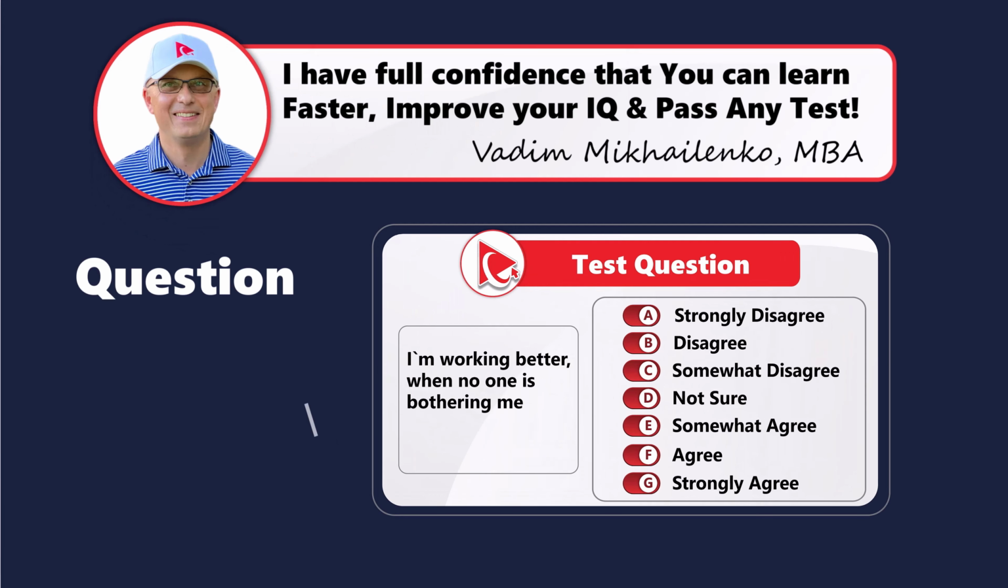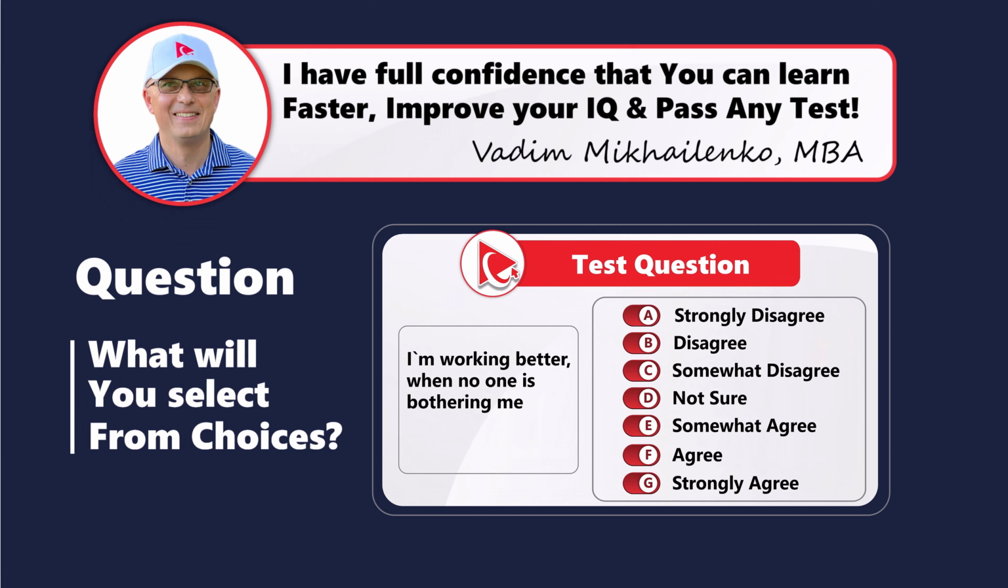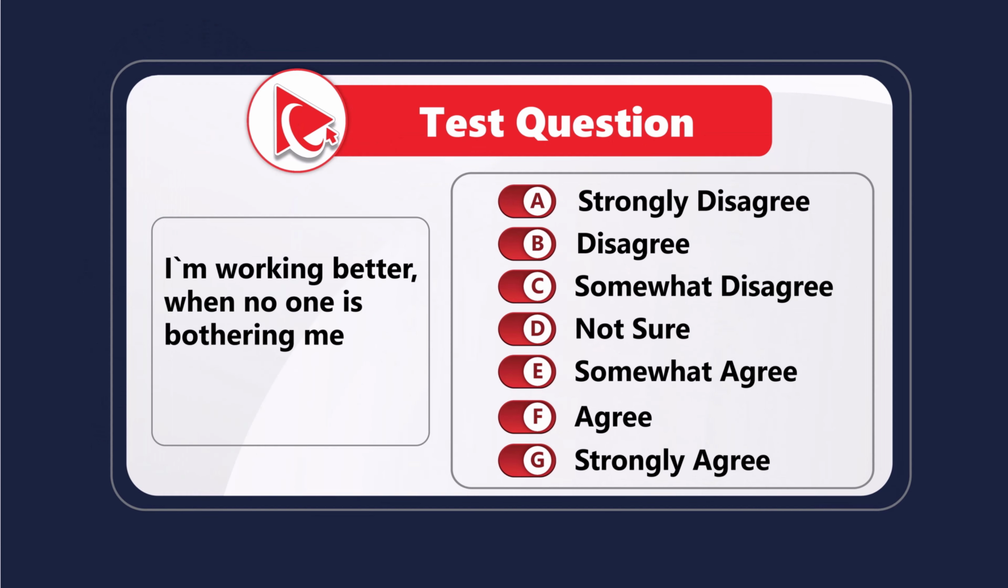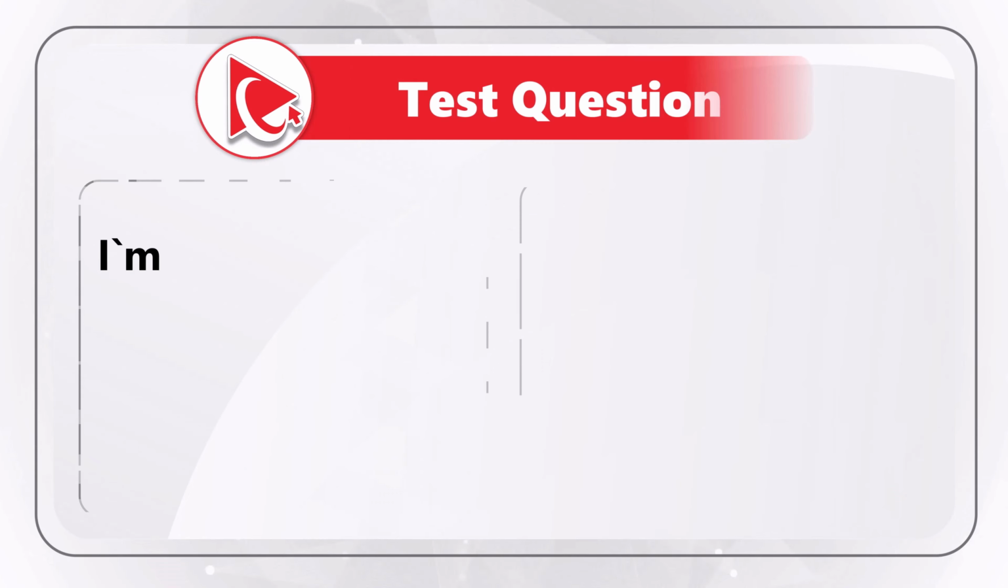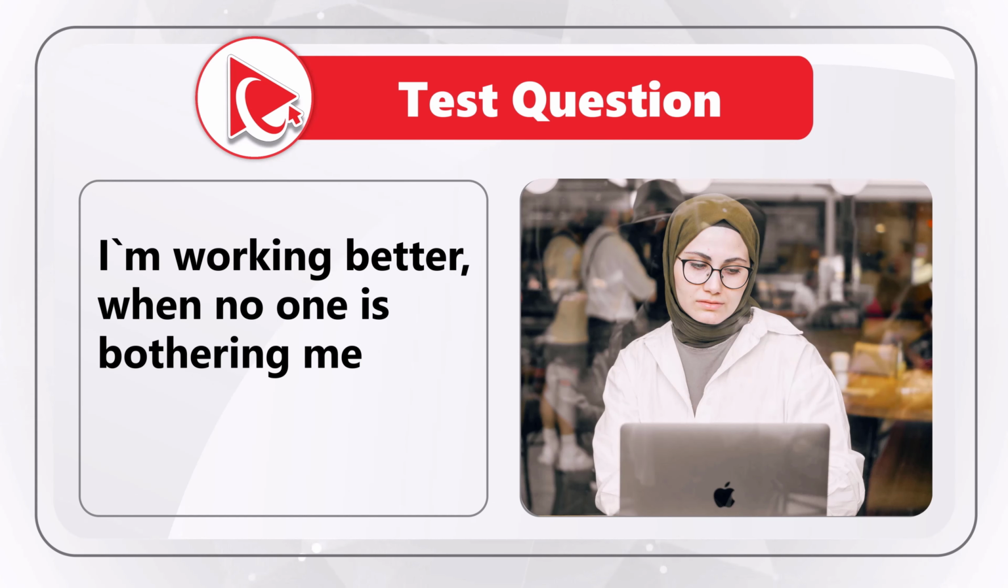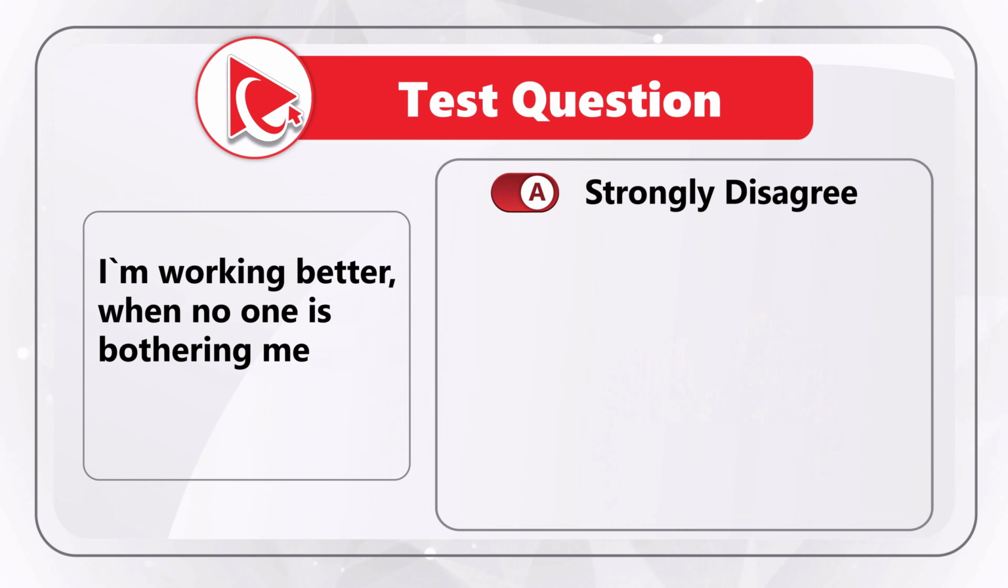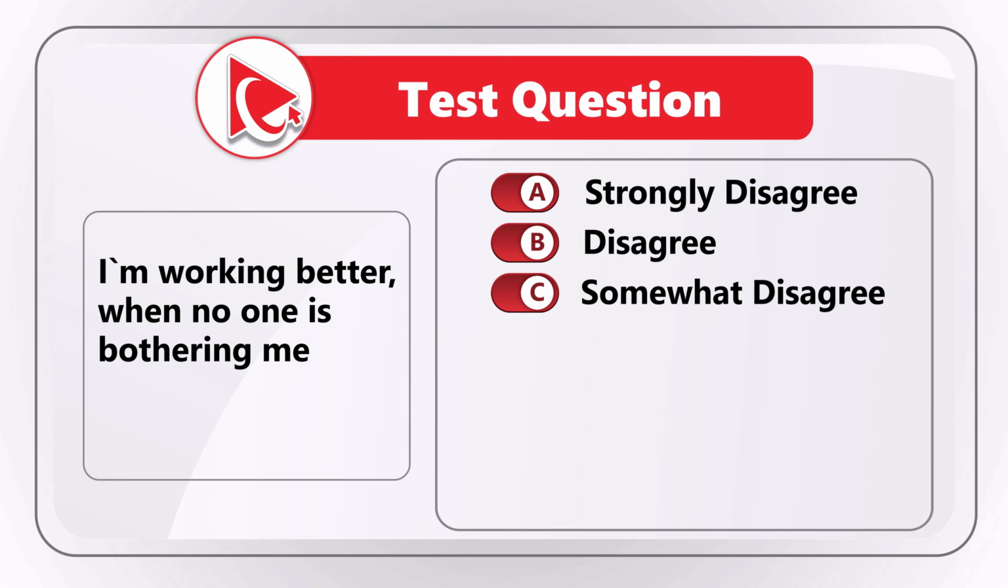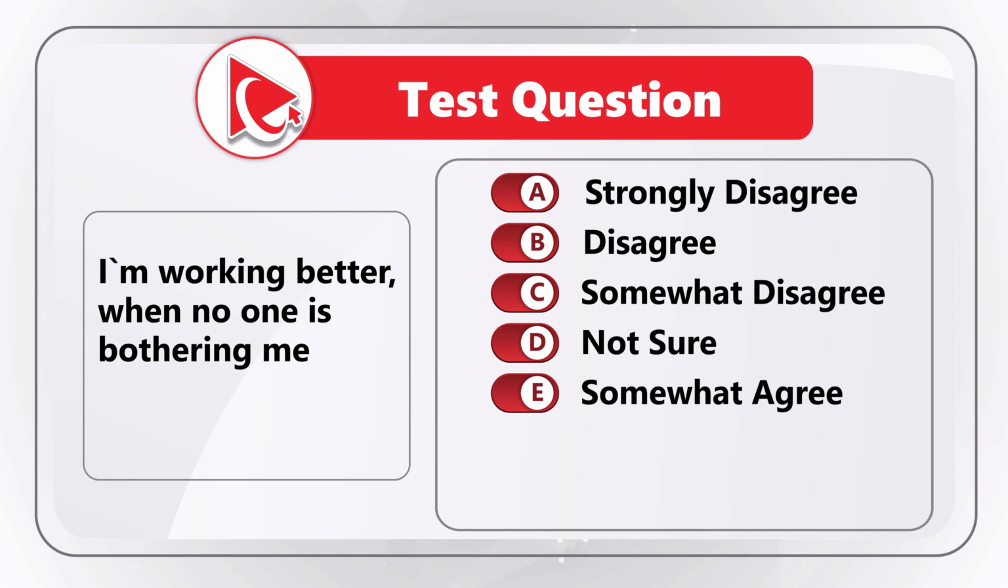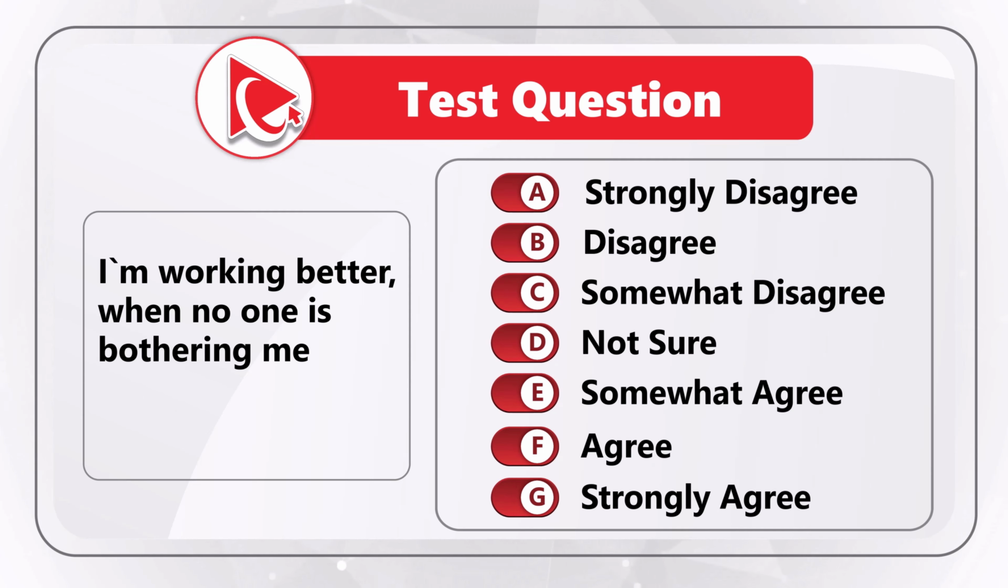Here's an amazing question we frequently see on the test. You're presented with the statement. In this case, the statement is, I'm working better when no one is bothering me. You need to select your answer out of 7 possible choices. Choice A, strongly disagree. Choice B, disagree. Choice C, somewhat disagree. Choice D, not sure. Choice E, somewhat agree. Choice F, agree. And last but not least, choice G, strongly agree.